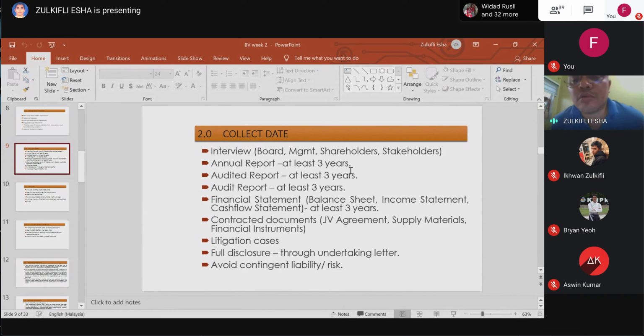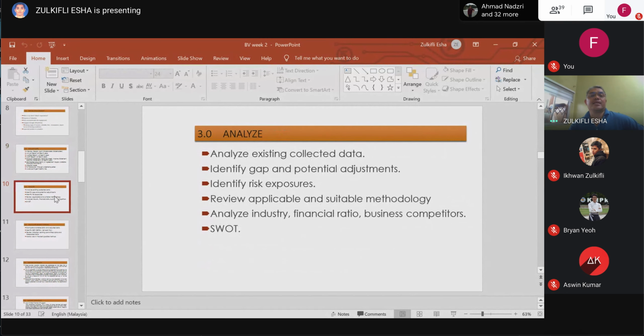Maybe you also need to get some insight from major shareholders. Normally, as a shareholder, they will keep their investment in the company if the company is good. If the company is not good, they will shift their investment to another company. That's why you need to get the shareholders' input on the company's performance and their expectations of the company in the future. Same goes with the stakeholders. So that's all about the data collecting process.